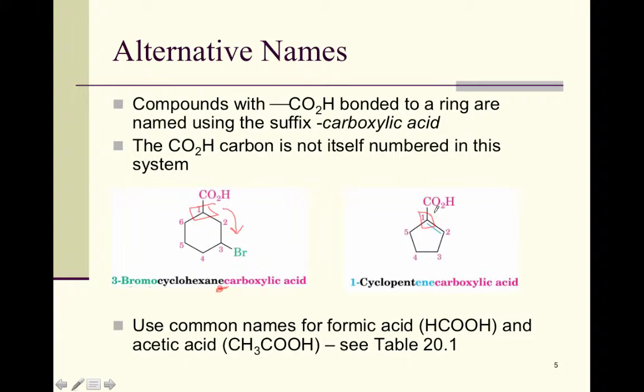We're going to go in the direction that causes the multiple bond to have the lowest number, either clockwise or counterclockwise. In this case, going clockwise, the double bond starts on carbon number 1 and ends on carbon number 2. The 1 in the name here is telling the reader of the name where the double bond starts. 1-cyclopentene carboxylic acid.